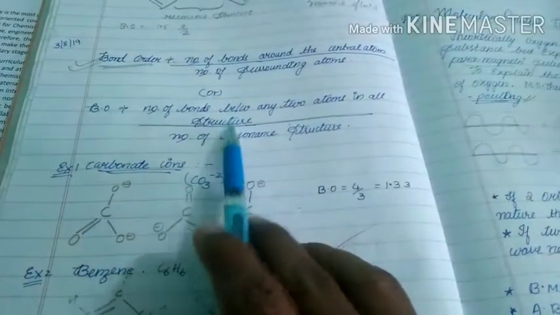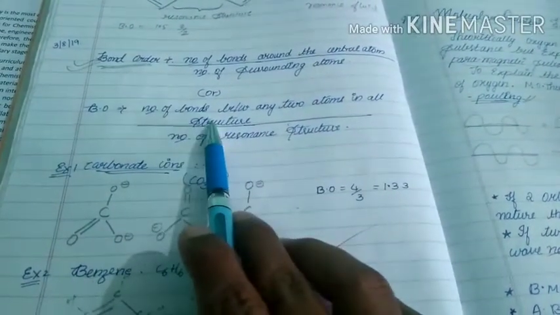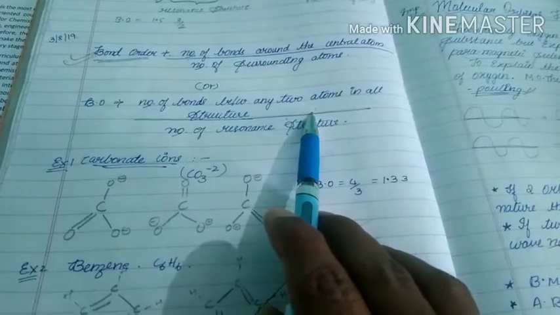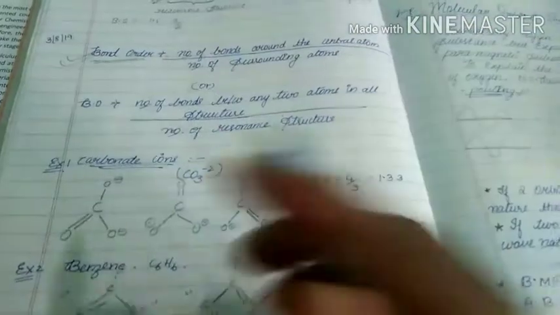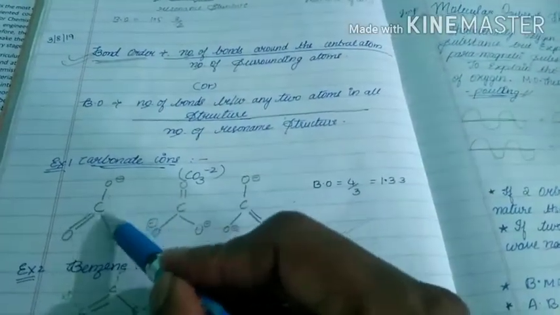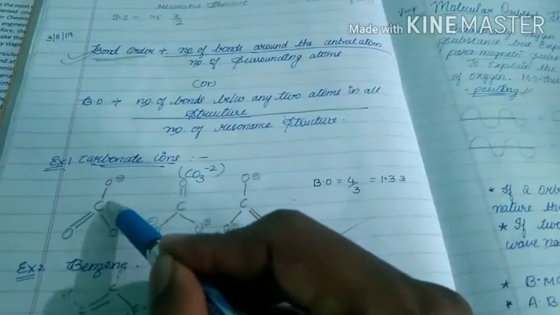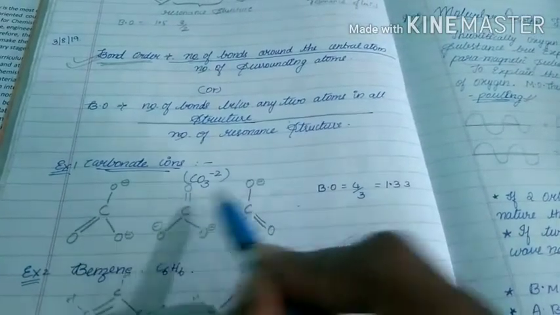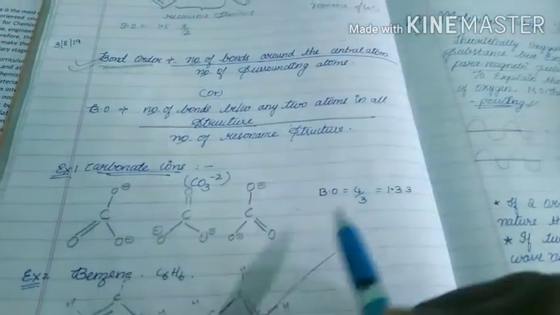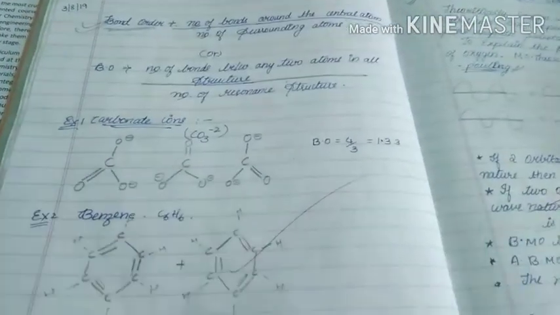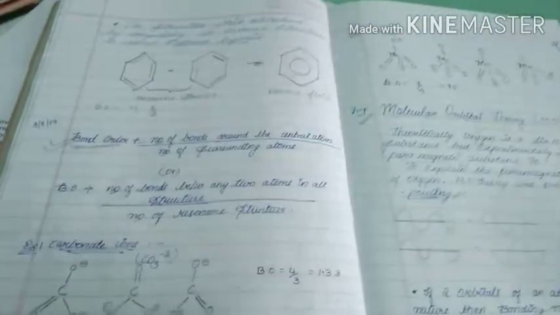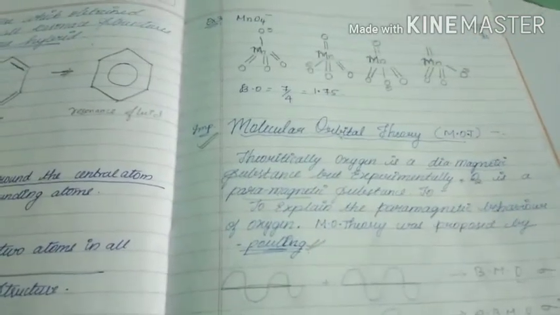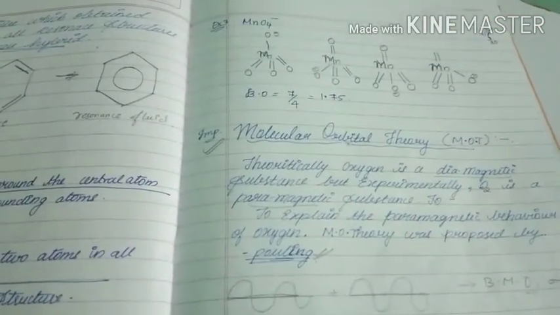Or if you consider the second formula. What is the second formula? Number of bonds between any two atoms in all structures divided by number of resonance structures. Now I consider number of bonds between these two atoms. Here 1 bond, here 2, here 1. Total 1 plus 2 plus 1, total 4. Divided by number of resonance structures, 3. 4 by 3, 1.33. So that is the way to calculate bond order of resonance structures.